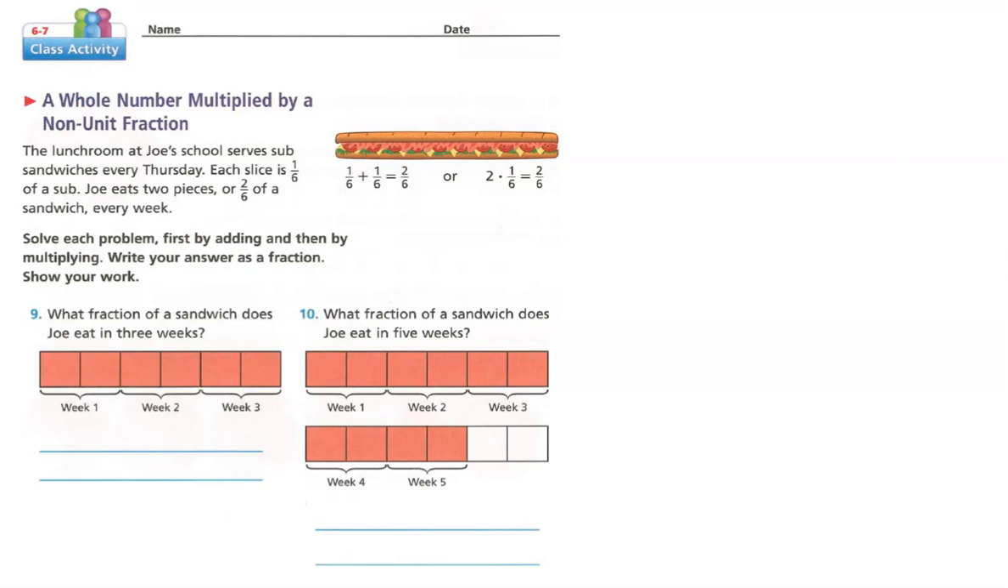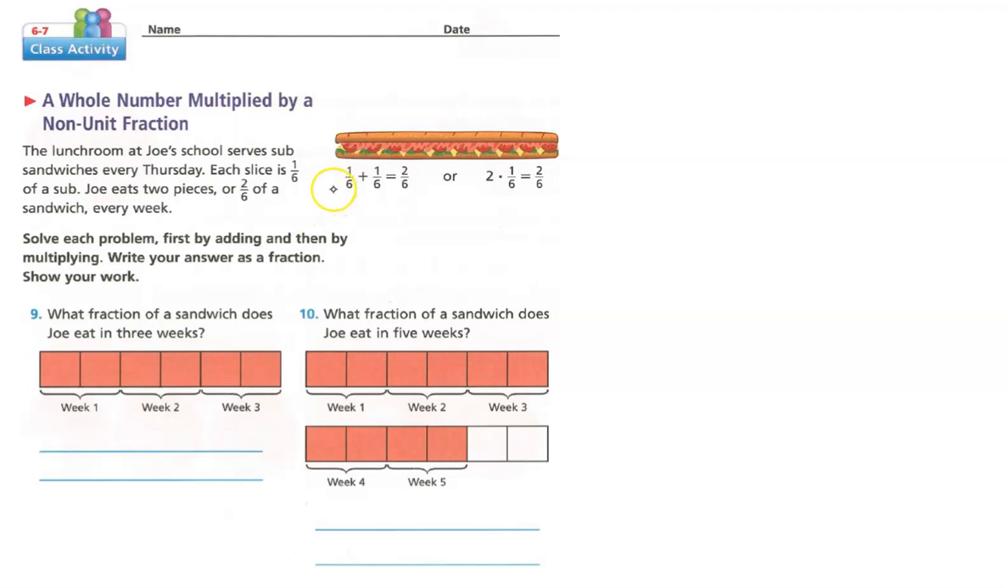6-7 is still what we're working on, and this one's going to help you now not just with unit fractions, but rather a fraction that doesn't have 1 as its numerator. So we're going to use this sub sandwich as our example. It says the lunchroom at Joe's school serves sub sandwiches every Thursday. Each slice is 1/6 of a sub, but Joe eats 2 pieces, or 2/6 of a sandwich every week. So they're showing you that in this sub sandwich, Joe is not eating just 1 slice of the sandwich, he's actually eating 2 slices of it.